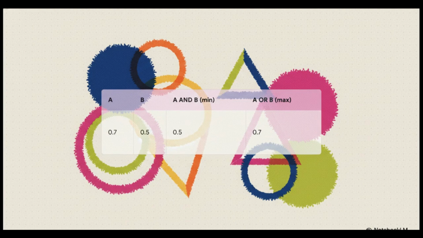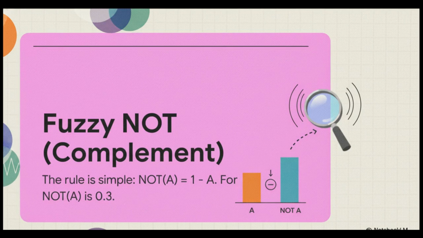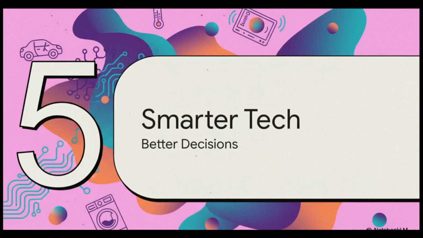For a fuzzy and, you just take the minimum of the two values. So if A is 0.7 true and B is 0.5 true, the and result is the lower one, 0.5. And for a fuzzy or, you just take the maximum value. In this case, that'd be 0.7. That's it. And the last one, fuzzy not, well, it's even easier. It's just 1 minus whatever your value is. So if the truth of A is 0.7, then the truth of not A is simply 1 minus 0.7, which gives you 0.3.